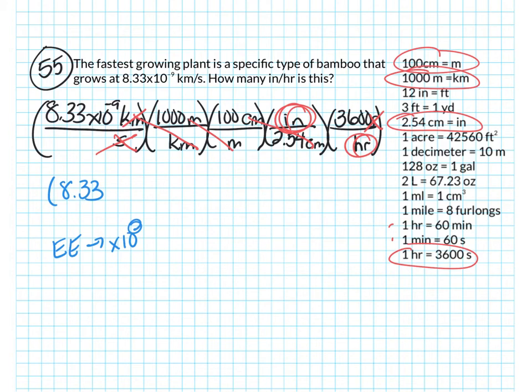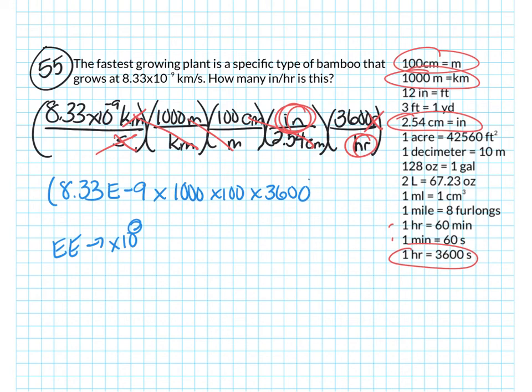So when I press the EE key, on the screen it puts an E on there, and then it has 10 to the, and the power is going to be negative 9. So that's actually what my calculator screen is going to look like when I'm done. Now, this is something you only put on the calculator. You don't put it everywhere else. So times 1,000 times 100 times 3,600.